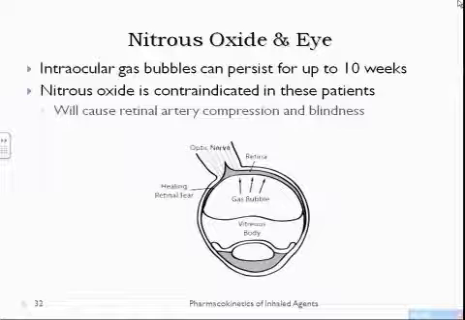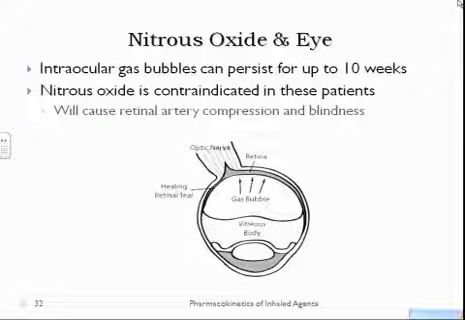If you are taking care of somebody who's had eye surgery, you really got to pay attention to ask them if they had any intraocular gas bubbles put in, which is sulfur hexafluoride, the usual gas that's injected in there. And what the gas bubble will do is it can stay up there in the eye up to 10 weeks. If you give that person nitrous oxide within those 10 weeks, then that eye will expand and will cause retinal artery compression and blindness. So you got to be really, really cautious.